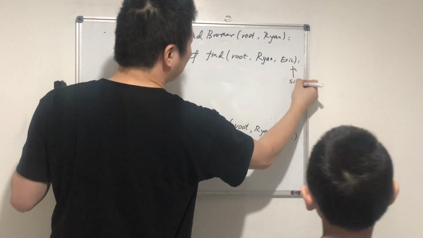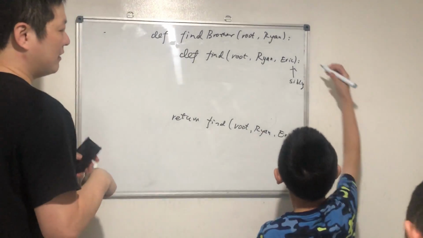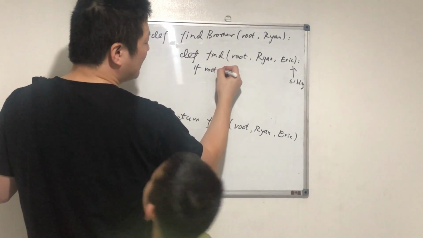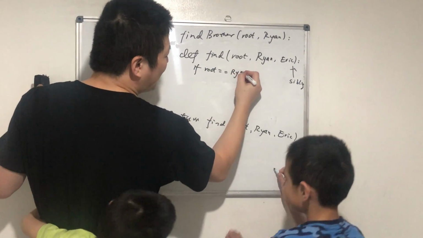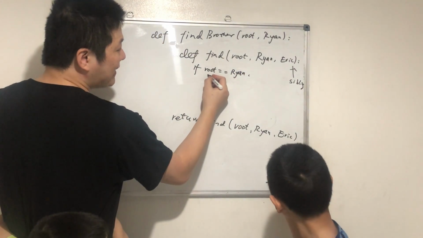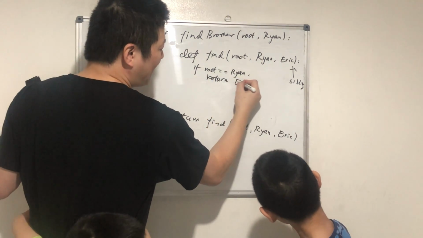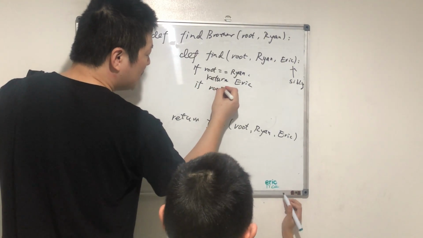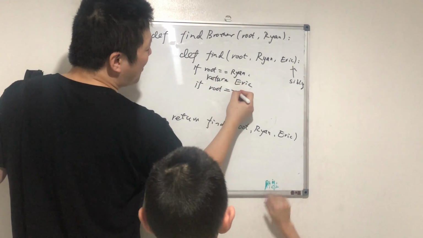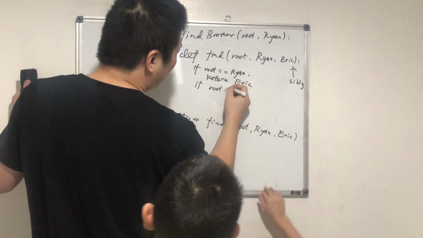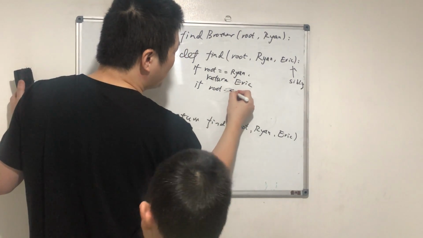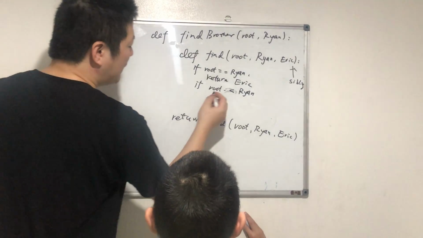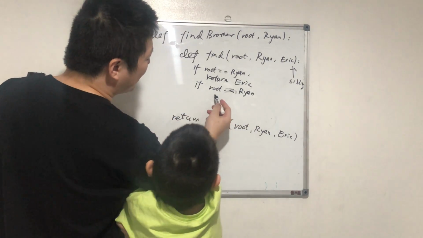This is the current sibling. If current root is the brother, what should we do? If current root is the brother, return sibling. Well done. Now look, if root value is smaller than brother, if the brother is bigger than the root, then return.